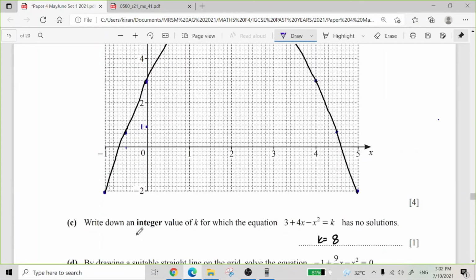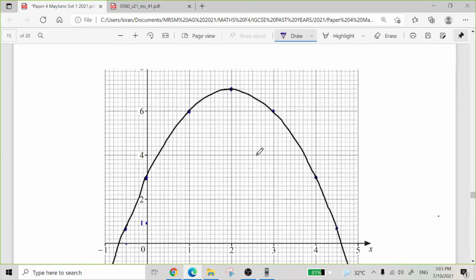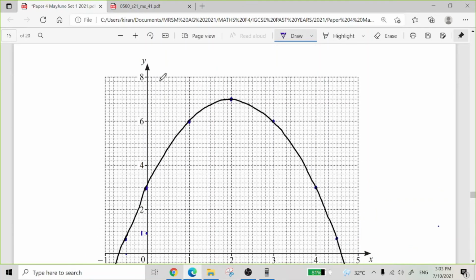Okay, so this one, question C: write down an integer value of k for which the equation has no solution. When there is no solution, you can see that if you draw a horizontal line on the y-axis, there is no intersection point.